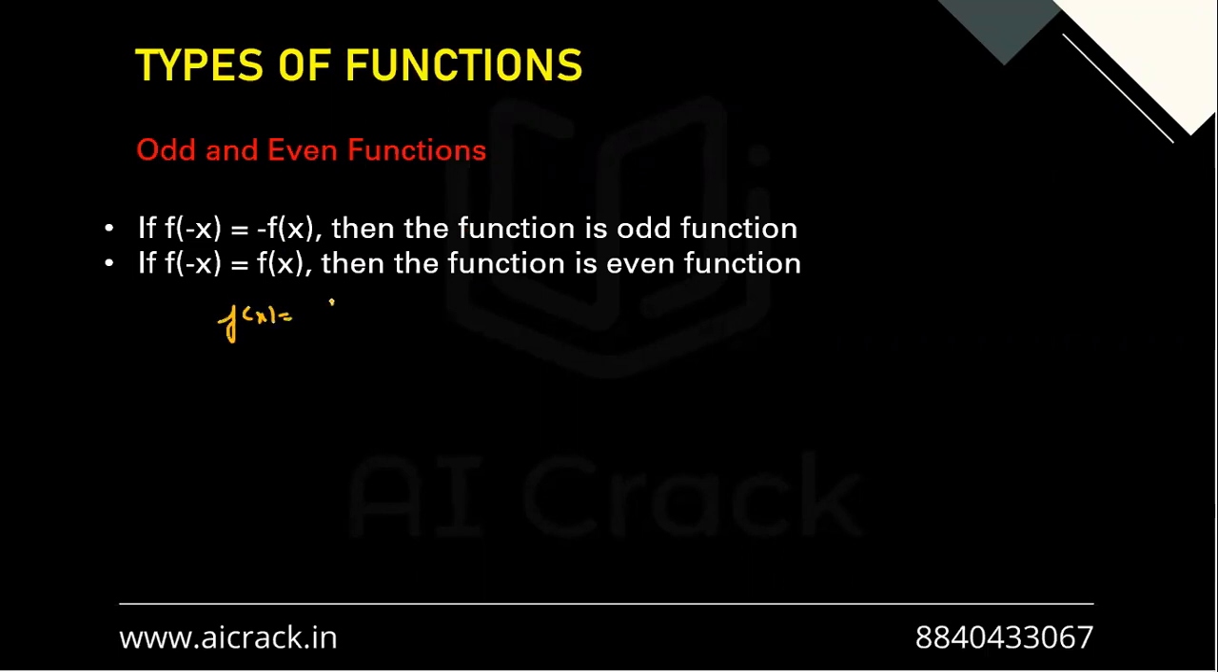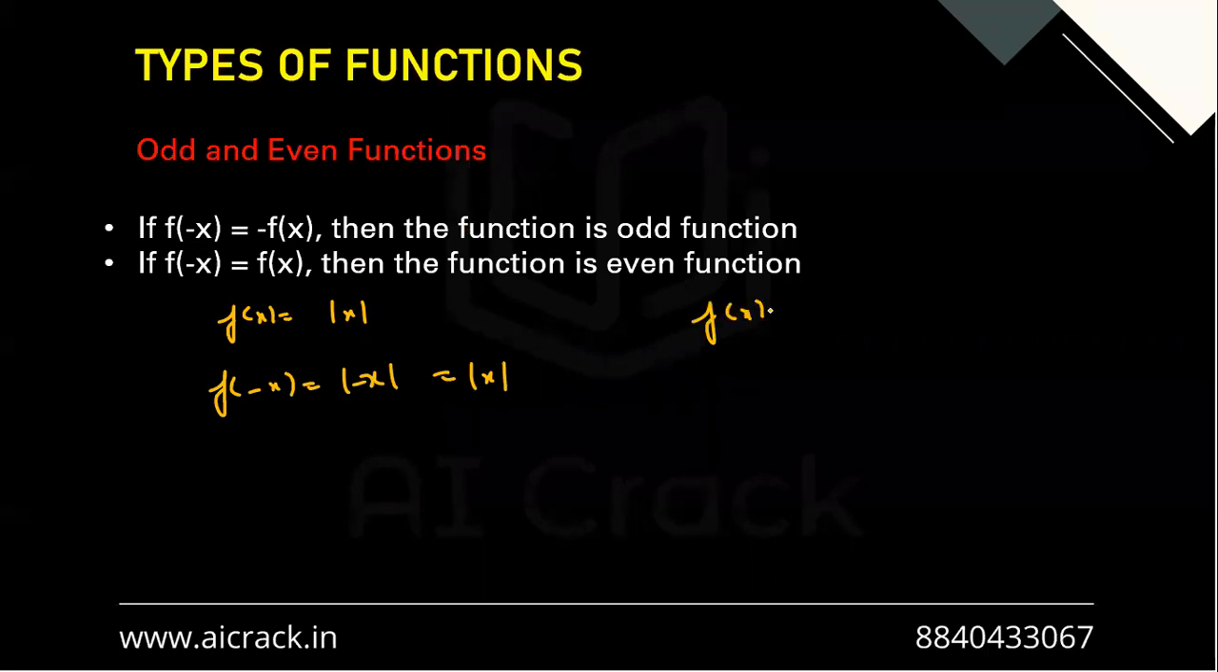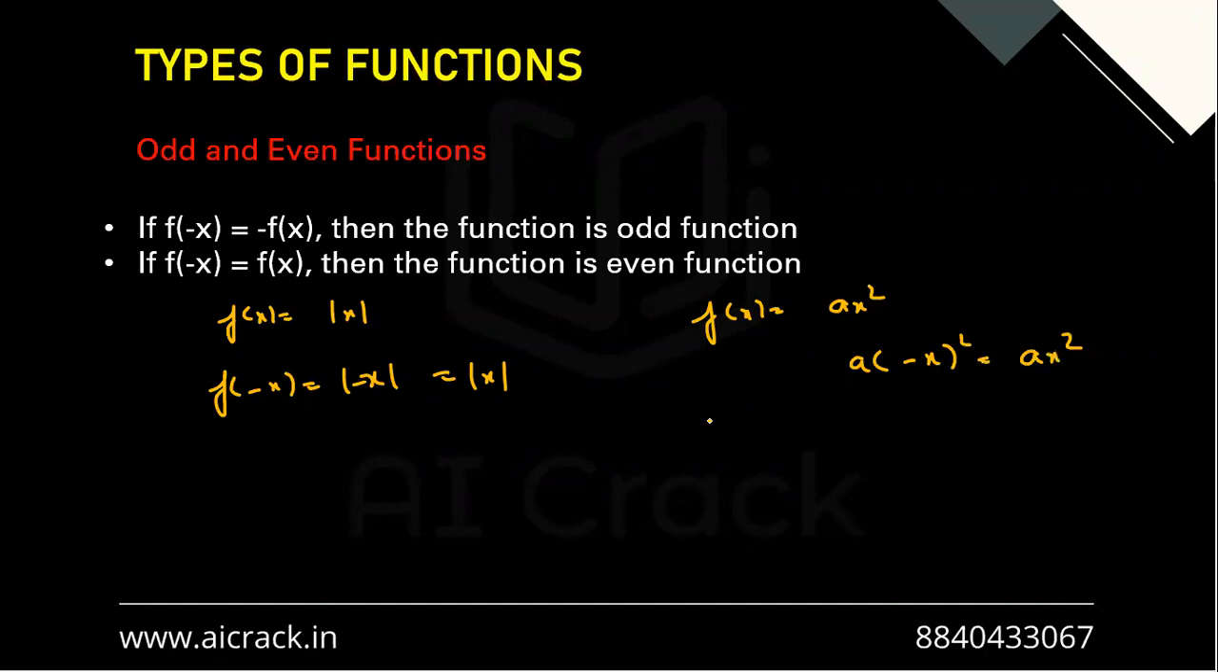Let's take f of x equals mod x. We know that this is an absolute function and anything which goes inside the modulus becomes positive. So if we write f of minus x, that is nothing but mod x itself, right? So this is an example of an even function. Let's take more examples. Let's say f of x equals a x square. Now in this case, if we write a times minus x square, that is again a x square because of the even power. So this is again an even function.